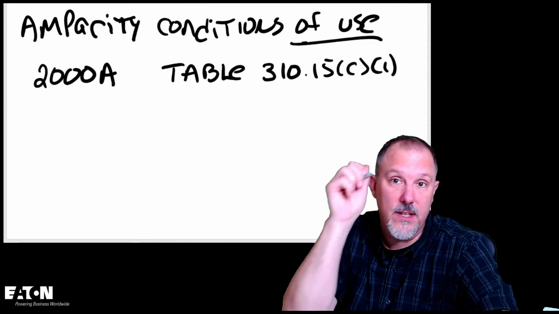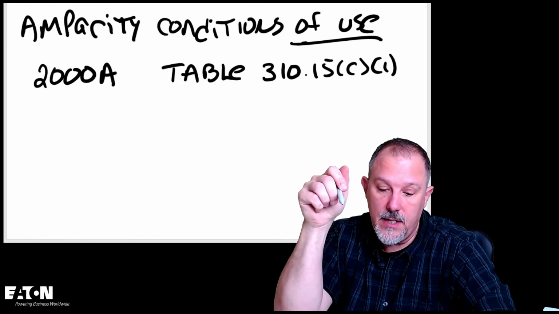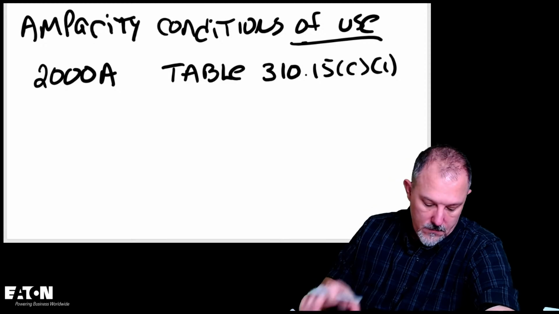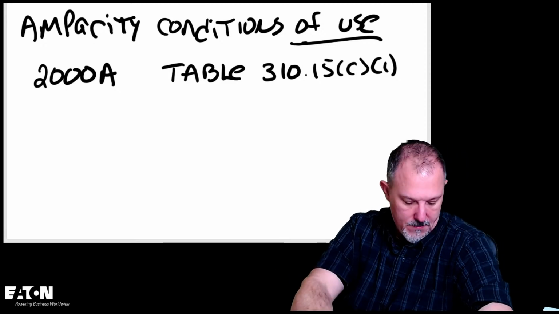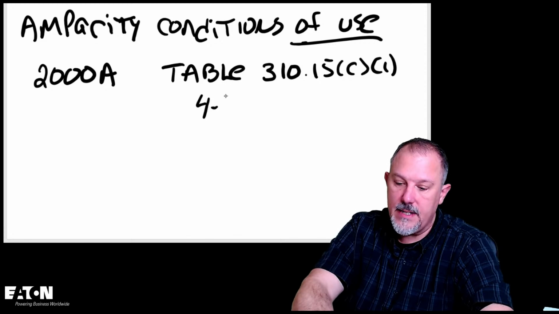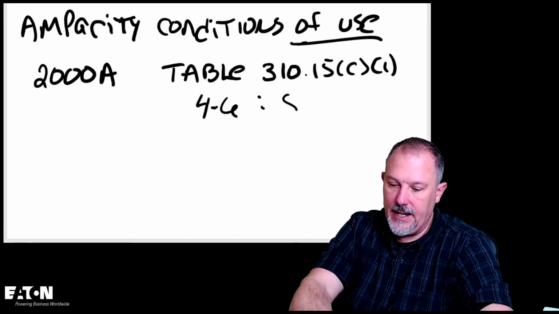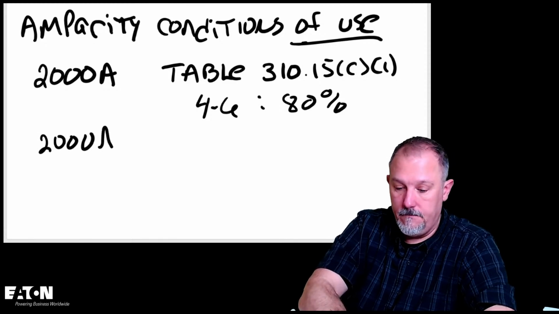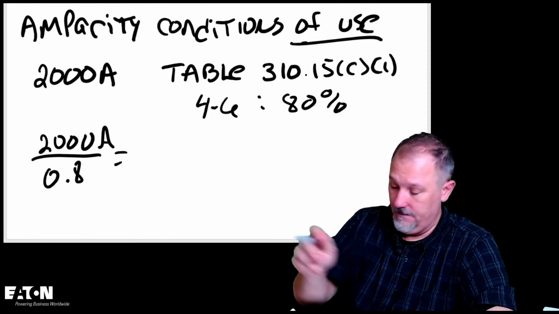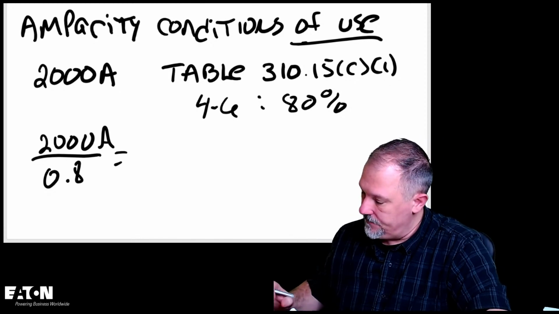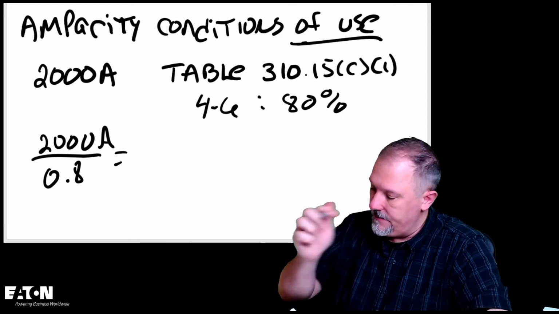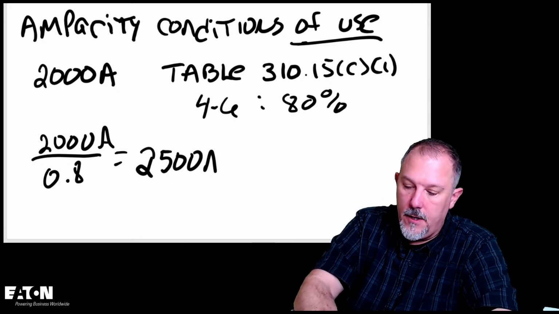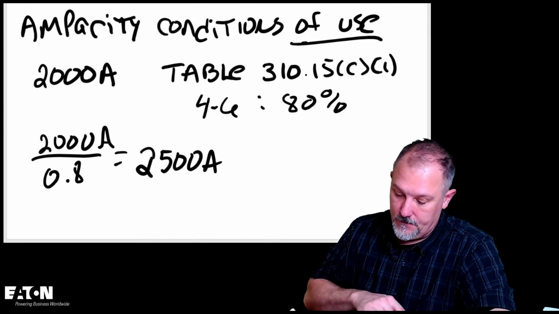But regardless, we've got to talk about ampacity. So 2,000 amps is what I need. I know I've got 5 conductors. Per this table, my multiplying factor for 4 to 6 is 80%. So I take 2,000 amps, divide that by 0.8, which is 2,500. So I need 2,500 amps of conductor.